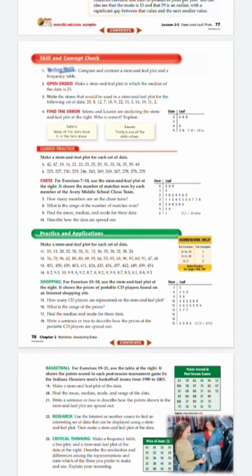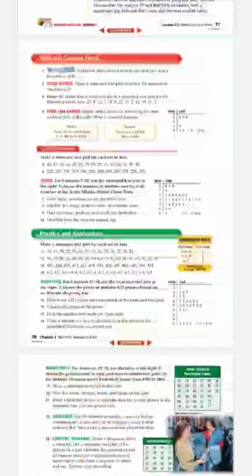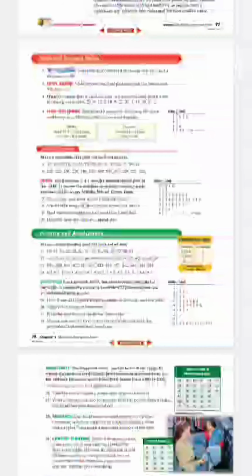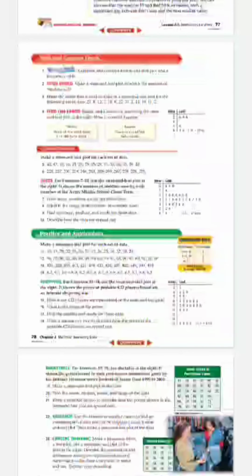4. Find the error. Selena and Lauren are analyzing the stem and leaf plot at the right. Who is correct? Explain. Selena: none of the data have 3 in the tens place. Lauren: 30 is one of the values; the data varies.